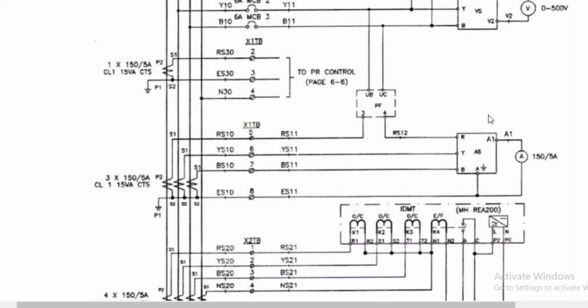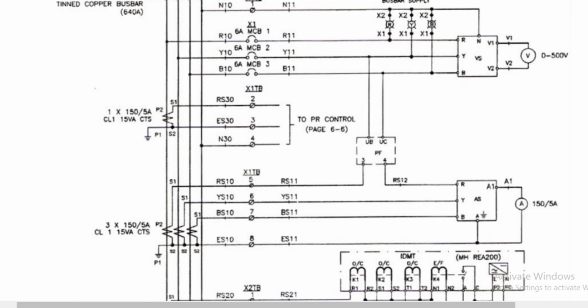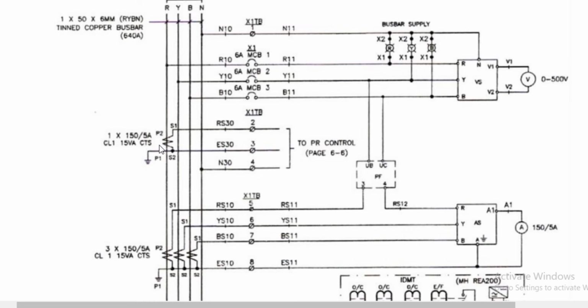Then we go upside. This is 1 times the same ratio of step down transformer, 150 to 5 ampere, for the current transformer.